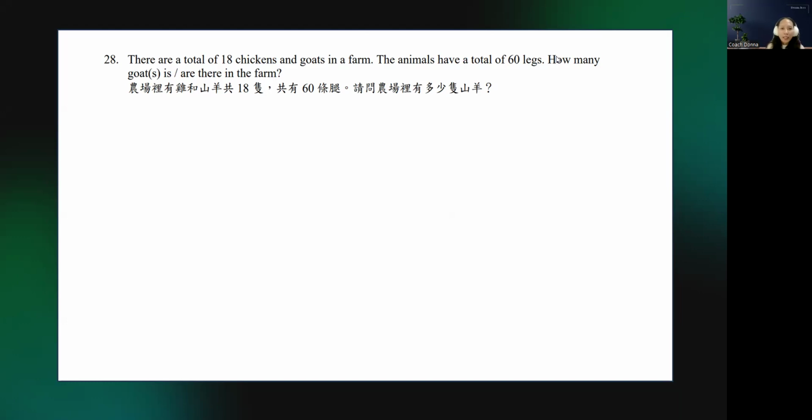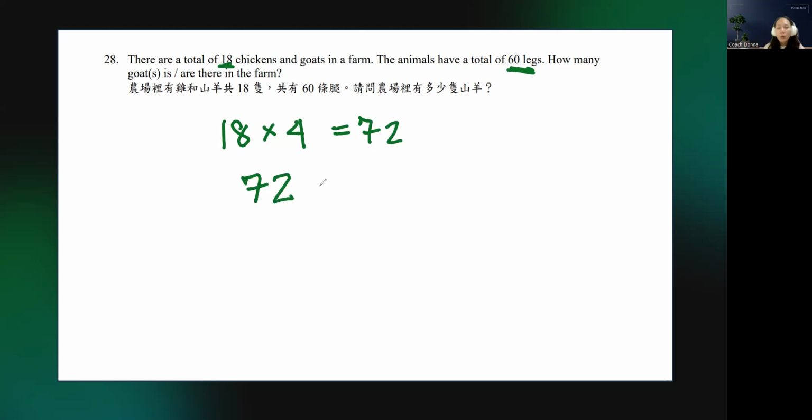So for questions like this, you assume that the total 18 are all goats. Okay, so that's 18 times 4. 18 times 4 is 72. Right? You have 72 goat legs in total. However, you only have 60 legs, right?